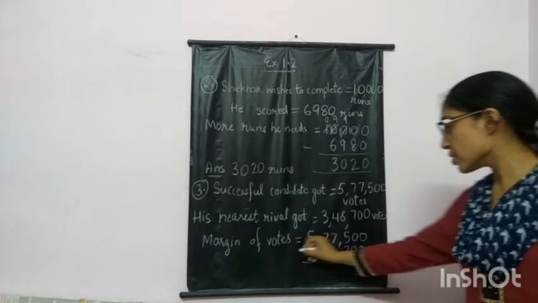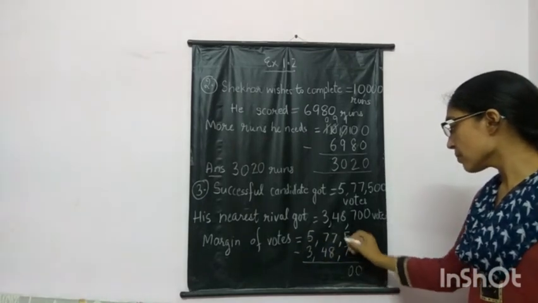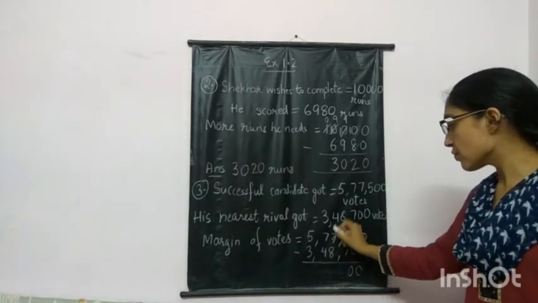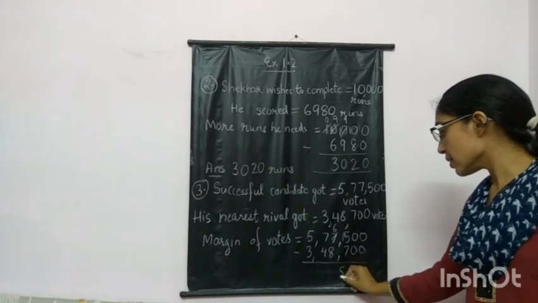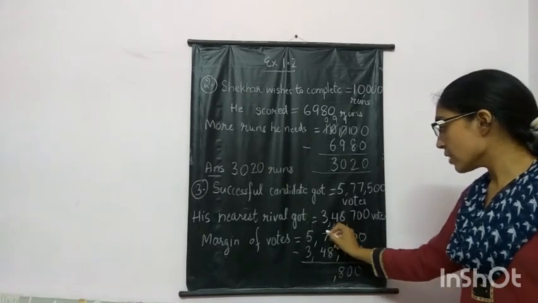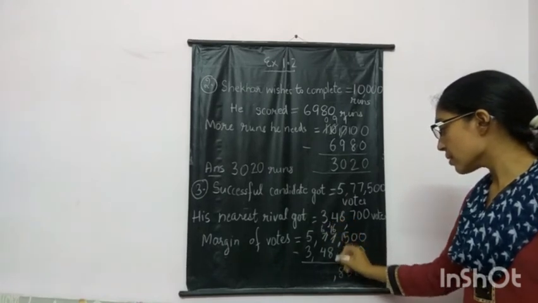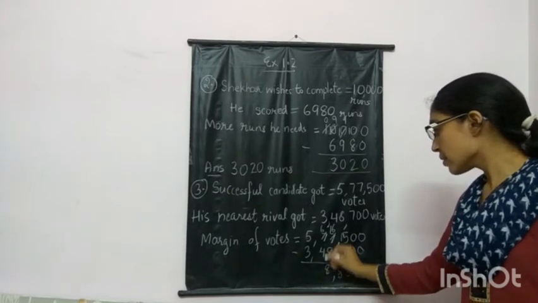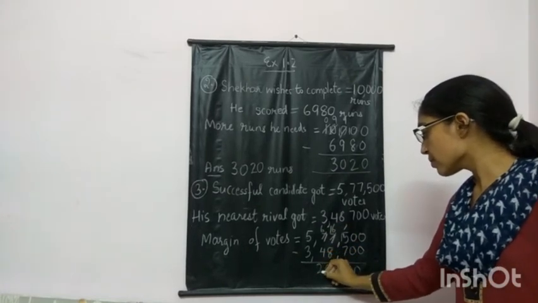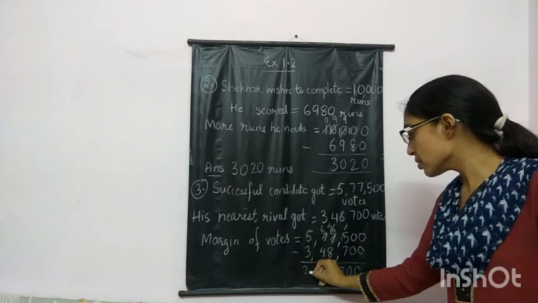0 minus 0, 0. Here also 0. You can borrow, it will become 15. 15 minus 7 is 8. Again we need to borrow. 16 minus 8 is 8. 6 minus 4 is 2. 5 minus 3 is 2.